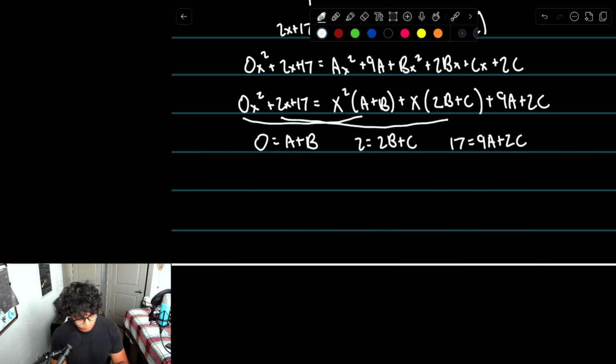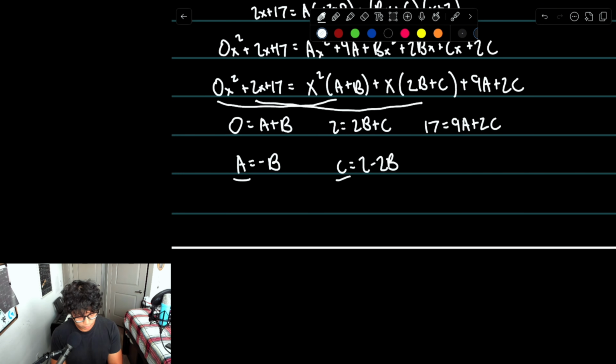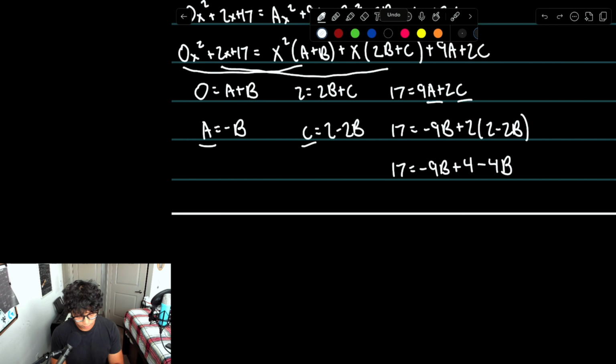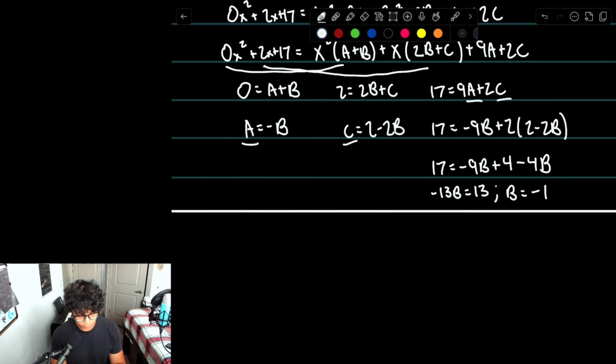Now solving for each, you get a equals negative b, c equals 2 minus 2b. And the reason I solve for a and c is so we could plug that into here, which will get us 17 equals negative 9b plus 2 times 2 minus 2b, which we can distribute, giving us negative 13b equals 13, which leaves our b to equal negative 1. And now that we know that, we could plug this b into our negative b, which makes a equal positive 1. And also because we know that b, we could plug it into this b. So that makes c equal 4.